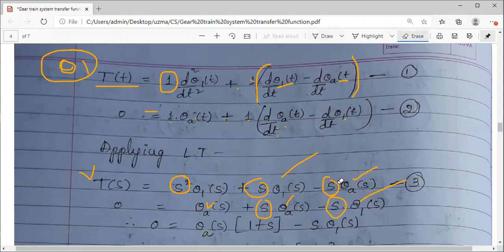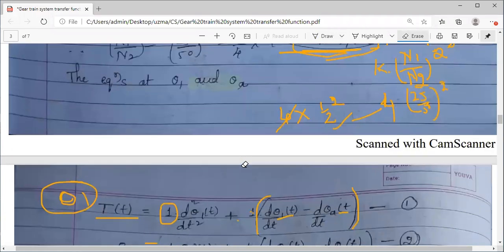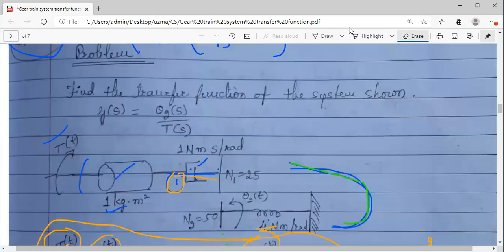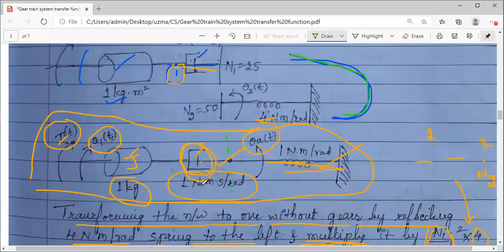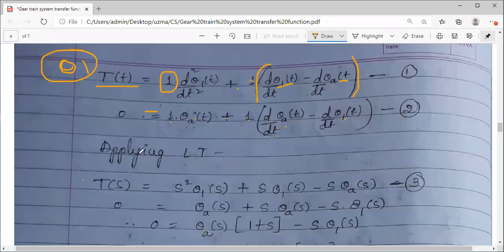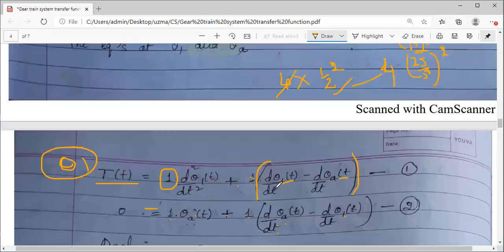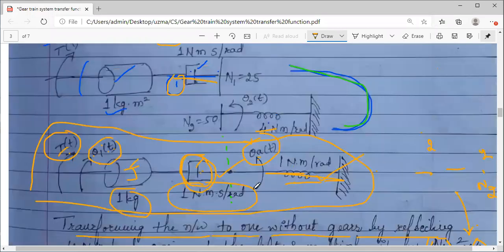Now what ratio do I need to find? After applying the Laplace transform, I should take the ratio of output by input so that I get the transfer function. But what is the required thing? The required thing is theta 2 by T. You can observe that in both equations where we applied the Laplace transform, we have theta 1 and theta A. Nowhere do I have theta 2. But how can I get theta 2?